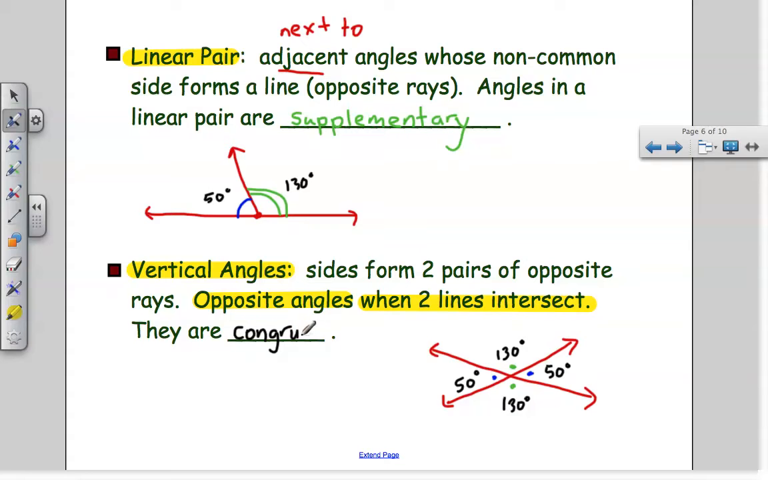So a super important concept that we're going to see over and over throughout this entire year is that vertical angles are congruent. They're opposite from each other when lines intersect. Oh, and remember how to mark these. If I want to mark these angles congruent, I could do one arc in the blue angles, and then I would have to do two arcs in the green to indicate that they were different size.